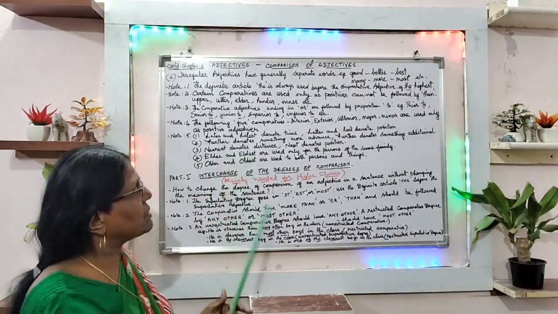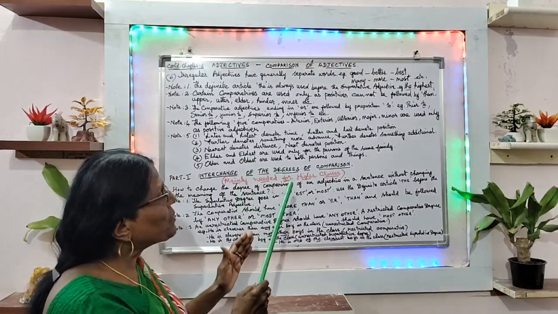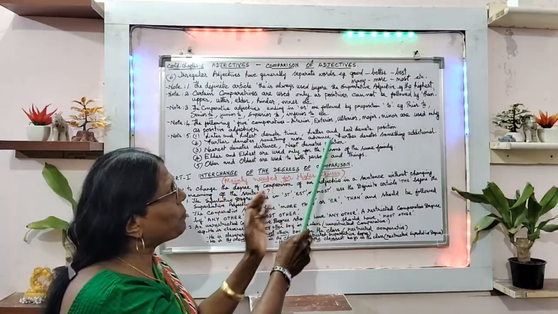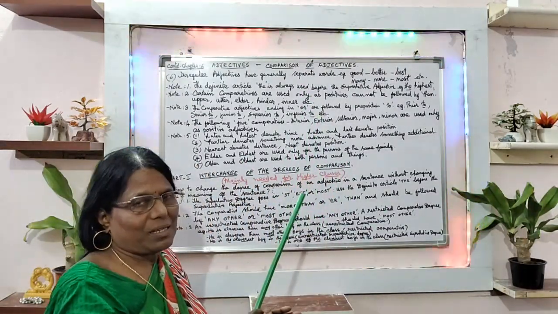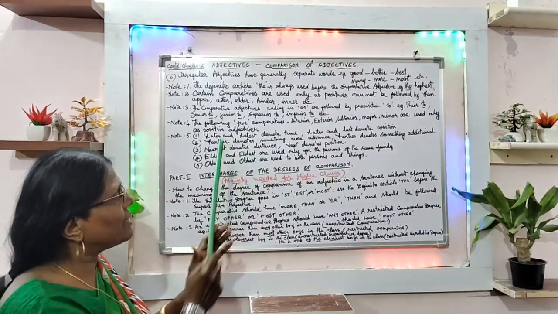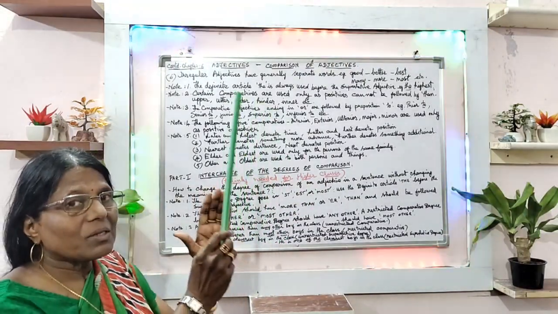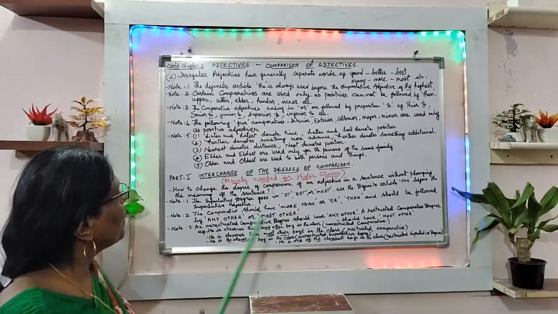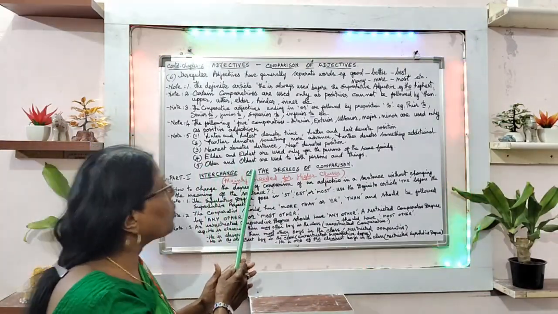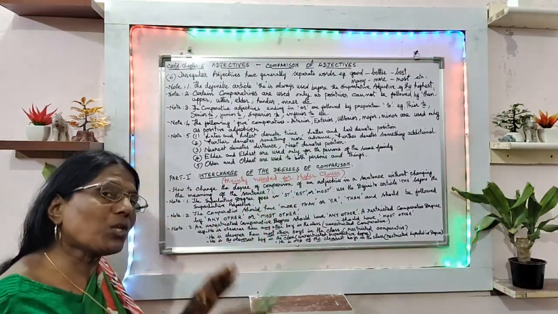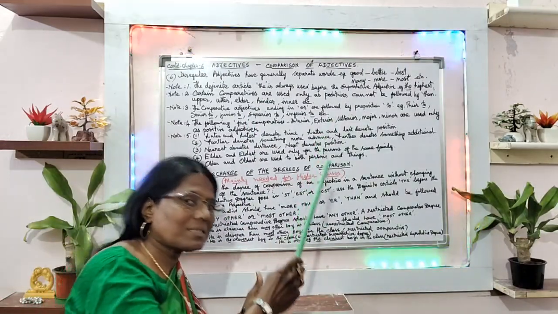Elder and eldest are used only for persons of the same family. Which ones? Elder and eldest. They are used only for persons of the same family. Whereas older and oldest are used for both persons as well as things.